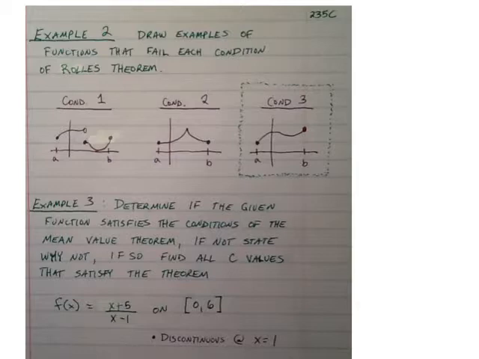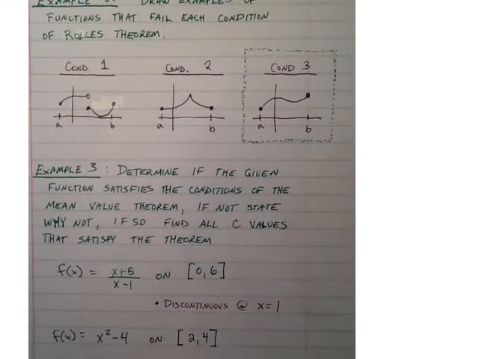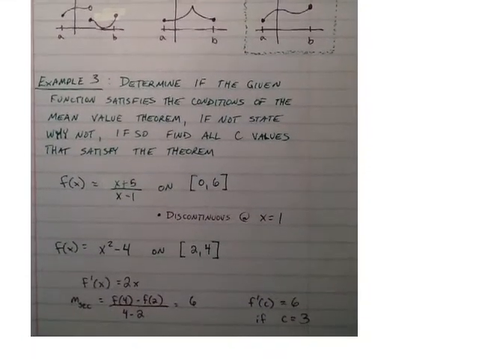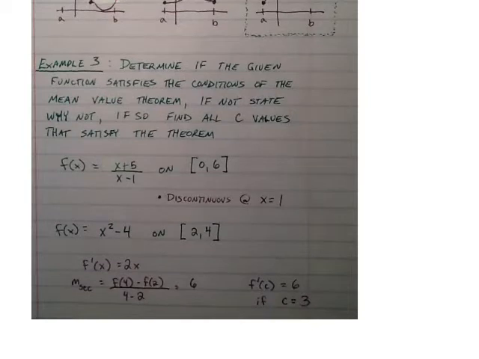So the final example says, determine if the given function satisfies the conditions of the mean value theorem. If not, state why not. If so, find all C values that satisfy the theorem. So this is a lot like example 1. And in the first one, we're given a function and an interval of 0 to 6. And we cannot apply the mean value theorem because the function is discontinuous at 1. Remember, there's a vertical asymptote at x equals 1.